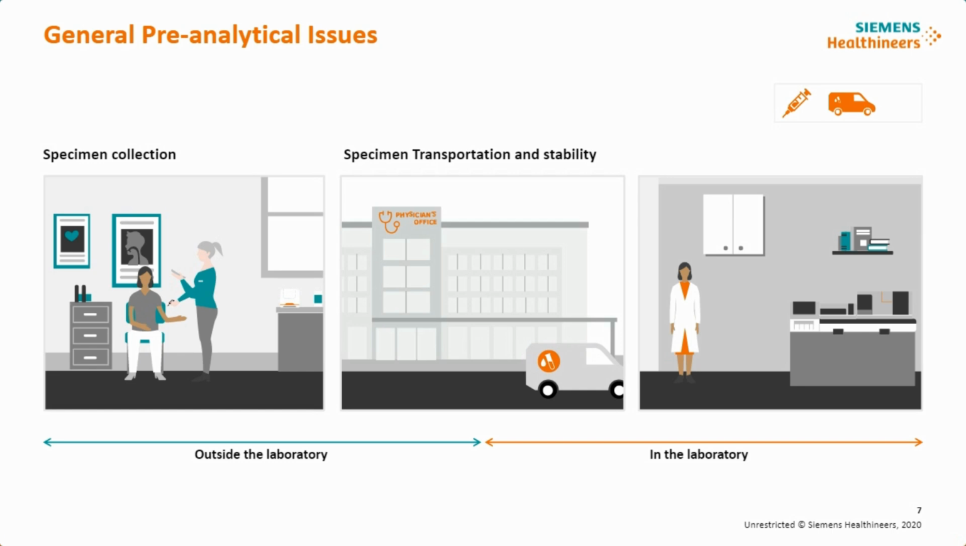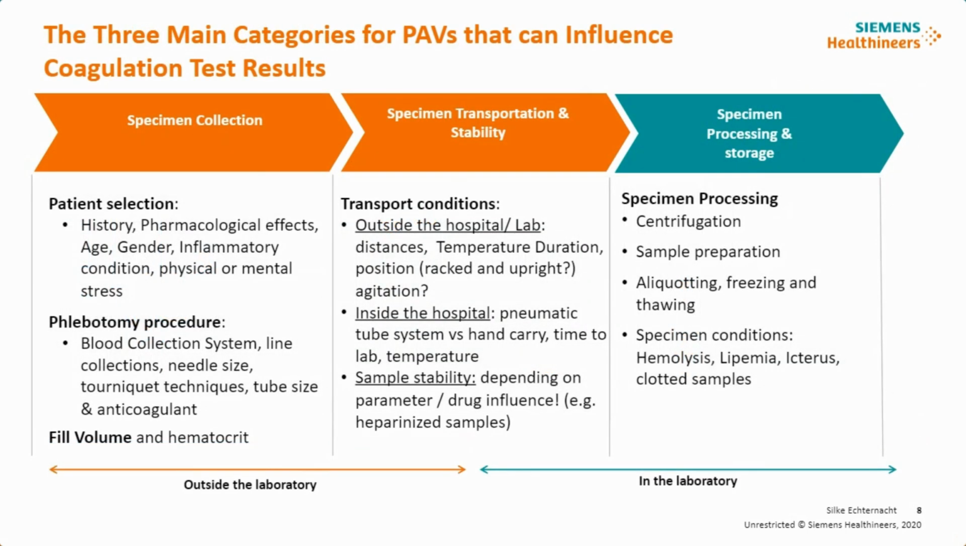And then finally, when the sample reaches the laboratory, how the sample is processed, the centrifugation techniques, and how the samples are stored all play a role in ensuring accurate test results and ultimately improving patient care. So we look at those 3 buckets: the sample collection, the transportation, and the processing.